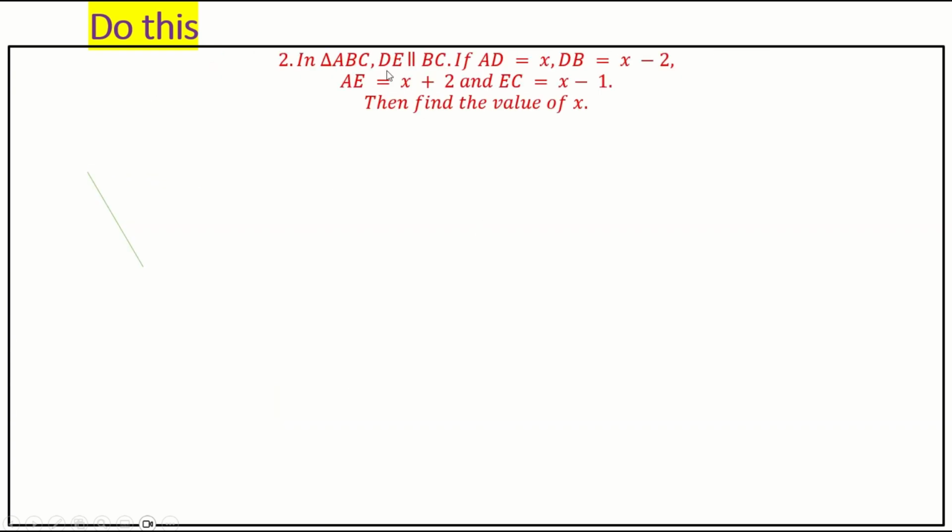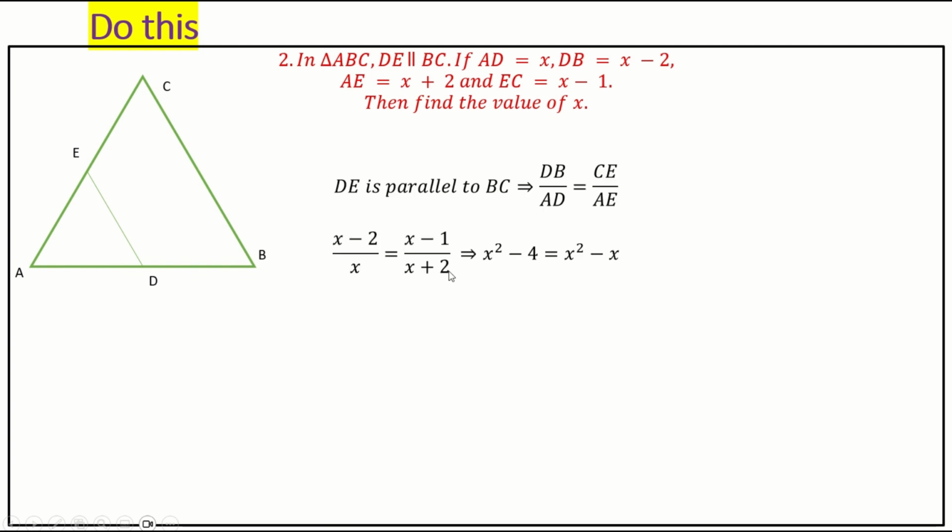Okay, again another triangle where DE is parallel to BC, which is given. So AD equal to x, DB, AE, and EC, all four are given. Just find x. The same thing we will apply. The template is the same, so you can do exactly the same. X equal to 4.